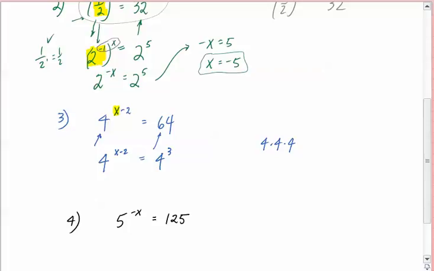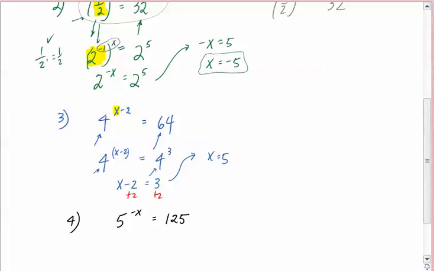So I have 4 to the x minus 2, and I have 4 to the third. Now, whether there's a parentheses around that or not, it doesn't matter, right? It's just the exponent has an adjustment being made to it. So the bases are matching, right? These bases are good, so now I'm going to pull the exponents off, set them equal to each other, and solve the equation. So I get plus 2 on both sides, and x is 5.